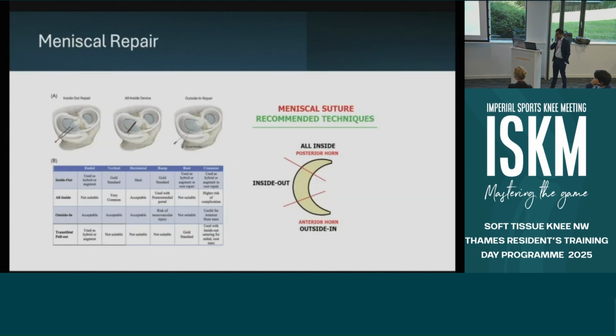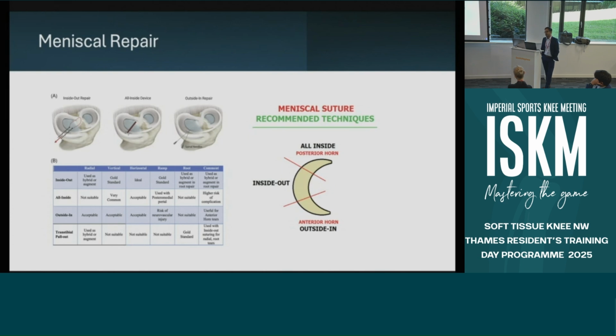So meniscal repairs. Again, there are 3 common techniques. There are more, but I'll stick with these for now. The rough rule of thumb is what I've included there: all inside for the posterior horn, inside out for the body, and outside in for the anterior horn. As I said, it is possible to do other things, but this is a good guide. And again, for the exam, you just need to be able to justify and say why you're doing these.